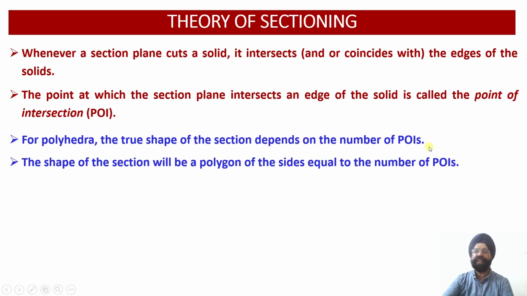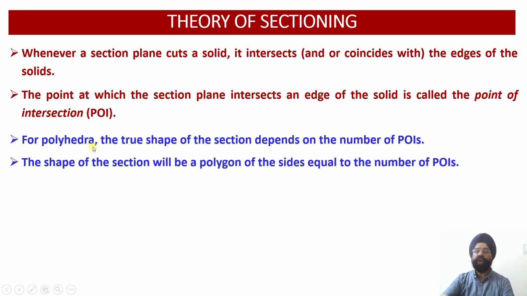I have shown you a number of examples. The solids have been cut by the cutting plane, and wherever different points of intersection have been obtained after cutting, those points of intersection have been projected further to reveal the sectioned top view or the apparent view, or even the true shape or the auxiliary views of the cut sections of the solids. So the shape of the section will be a polygon with sides equal to the number of points of intersection. This is applicable for the polyhedra.